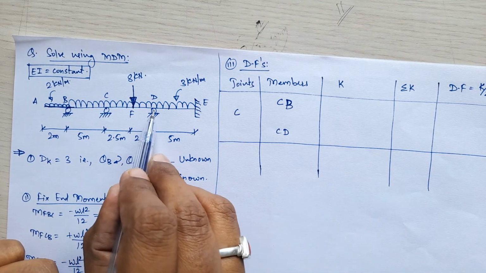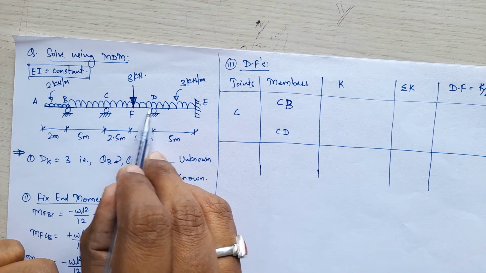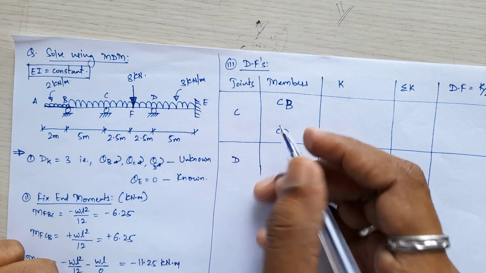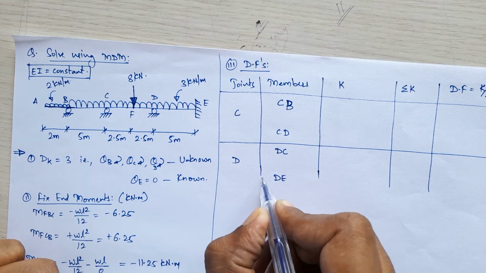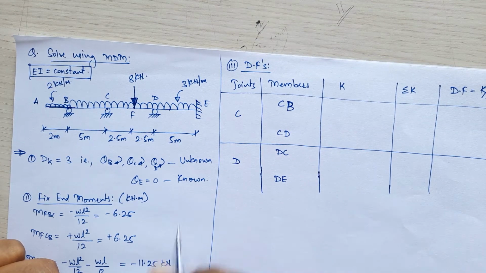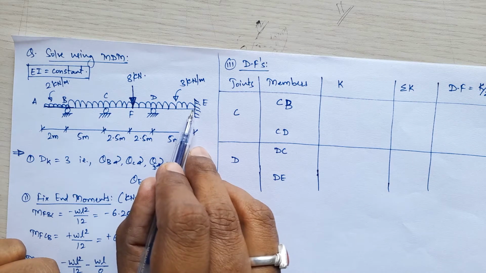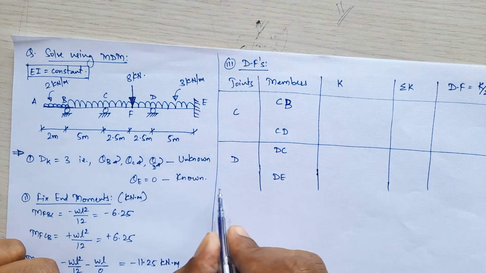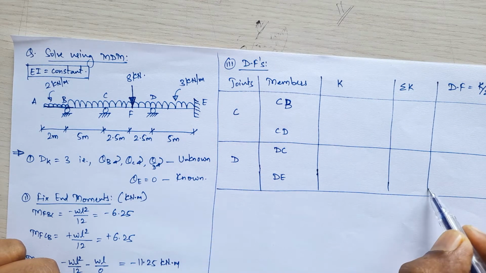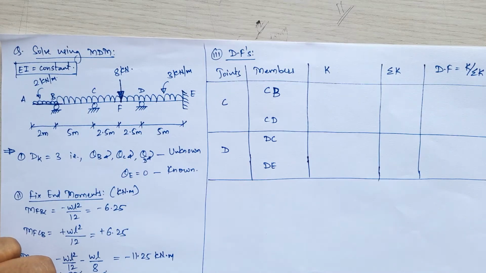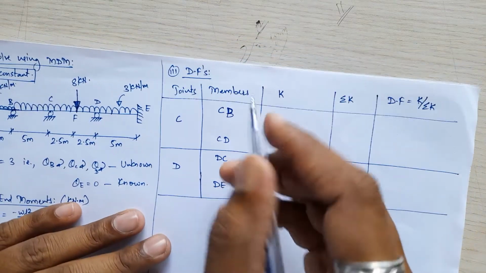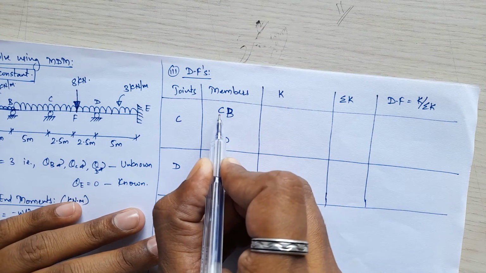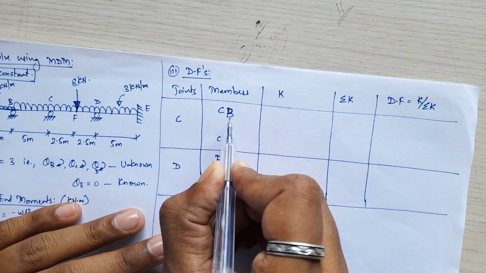Then next we will see the D joint. Again it has 2 members, so the D joint will be considered. Members meeting at the D joint are DC and DE. Okay, now the last joint E, it has only 1 member, so there is no need of considering that in this table. Its distribution factor will remain 1. Okay, now relative stiffness, here the near end will be C, and the far end will be B.